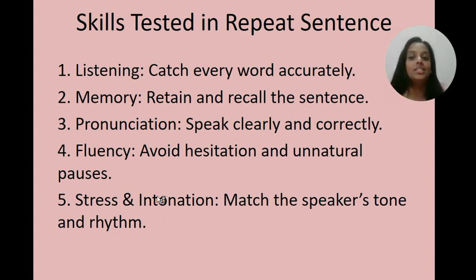And the next one is pronunciation. Your pronunciation must be clear and accurate. You need to pay special attention to difficult words or complex sentence structures and ensure your pronunciation is easy to understand. And the next one is fluency. Fluency means speaking smoothly, right, without too many pauses or hesitations. You need to sound very natural when you repeat the sentence. Try to avoid awkward silences. And the fifth one is stress and intonation. Focus on the intonation, like the rise and the fall of your voice, and stress, like emphasizing important words or phrases. This makes your repetition sound more natural and fluent.